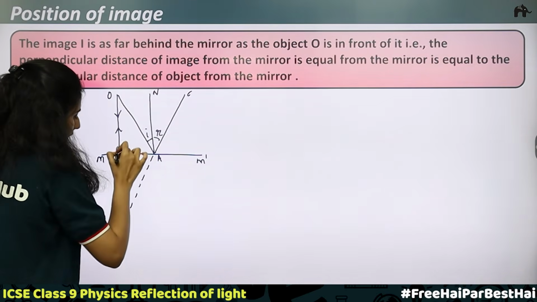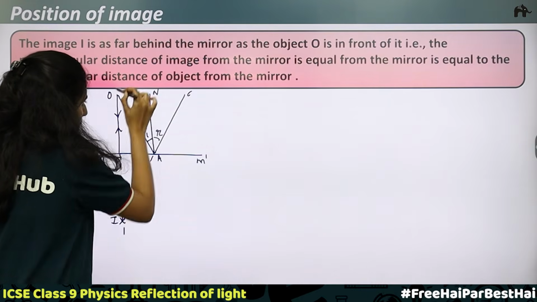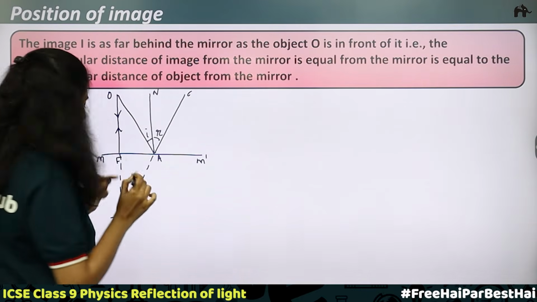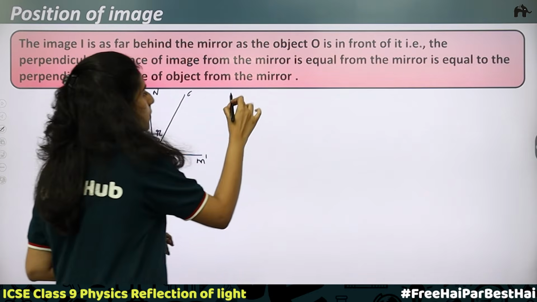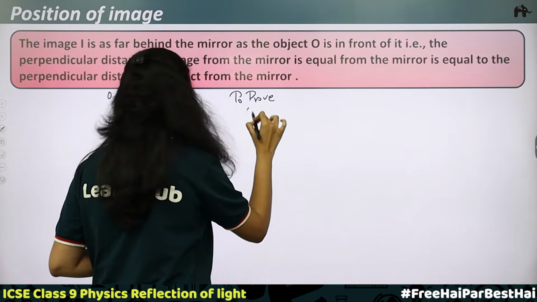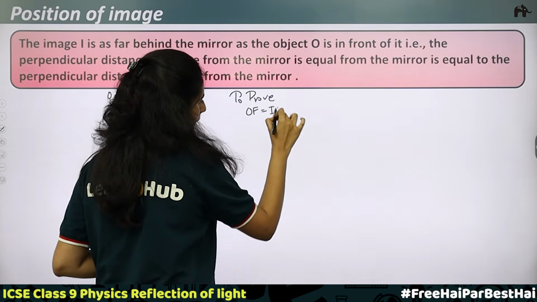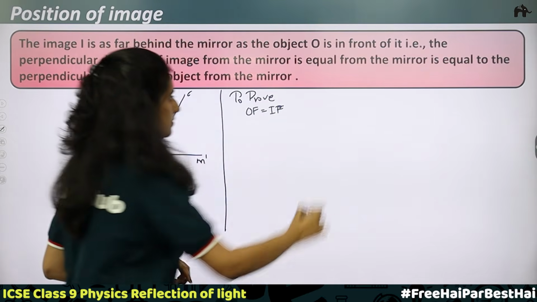That is, OF and IF are equal. So, OF is the perpendicular distance of the object from the mirror, and IF is the perpendicular distance of the image from the mirror. To prove OF is equal to IF, let's start the proof.